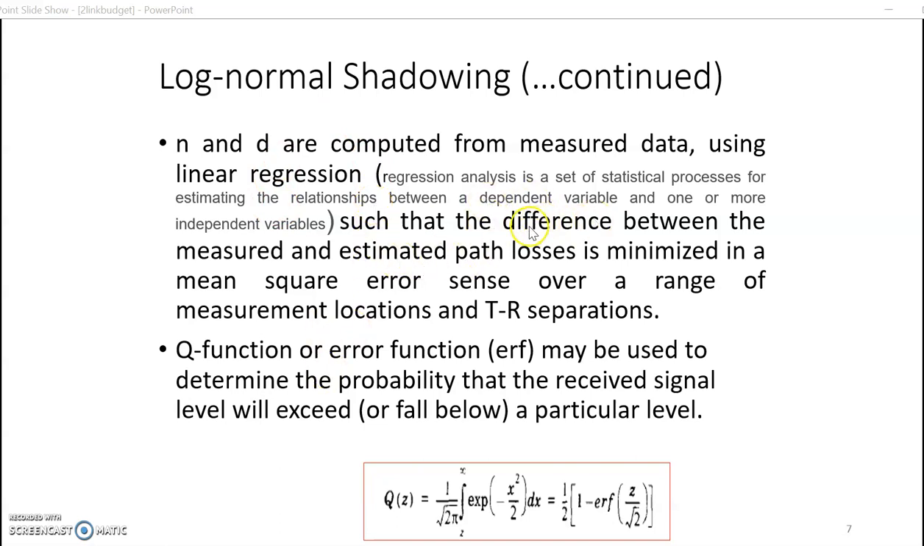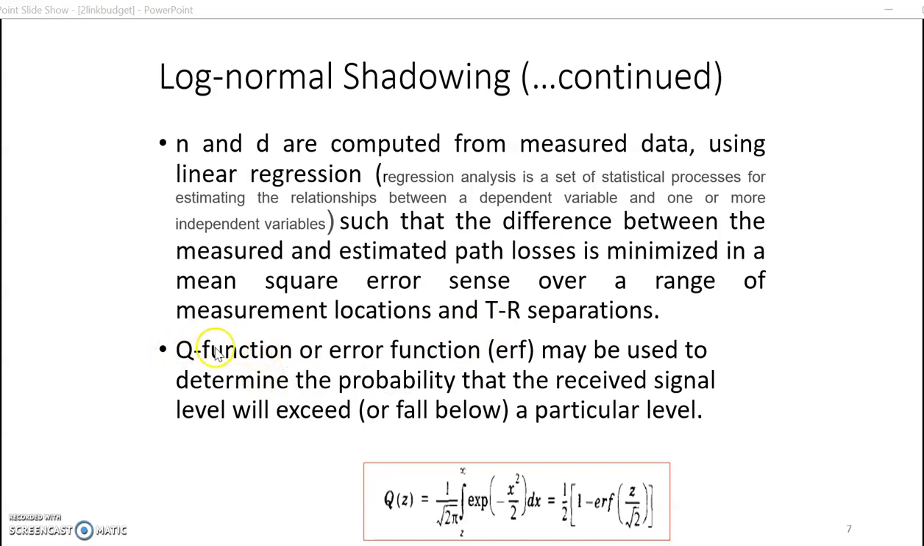So, by this the difference between a measured and estimated path loss is minimized in the mean square error sense for different locations and different TR separations. So, we have to calculate n and d by using linear regression in order to reduce the difference between the measured and estimated path losses.